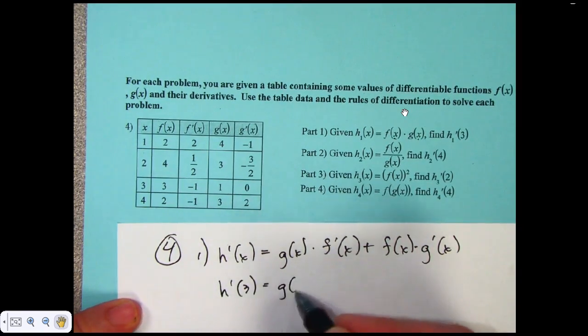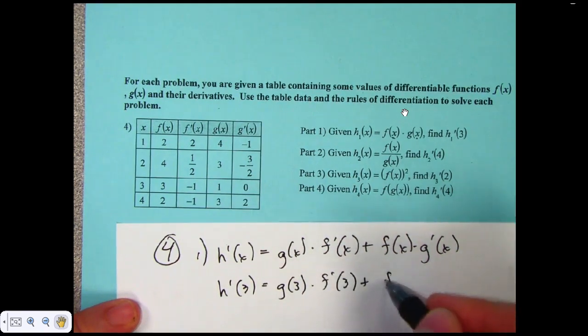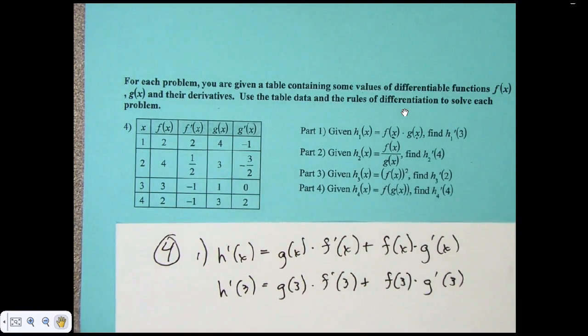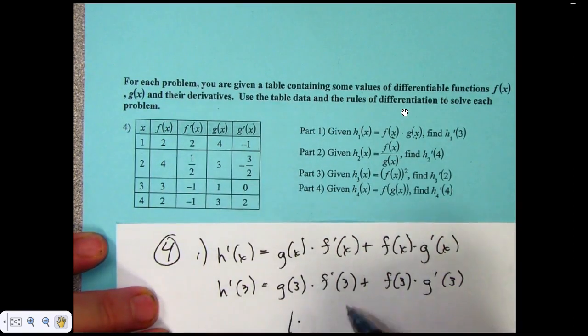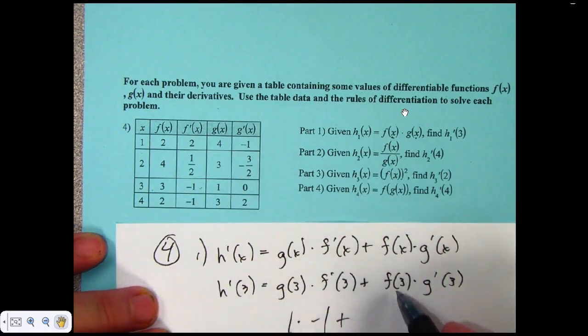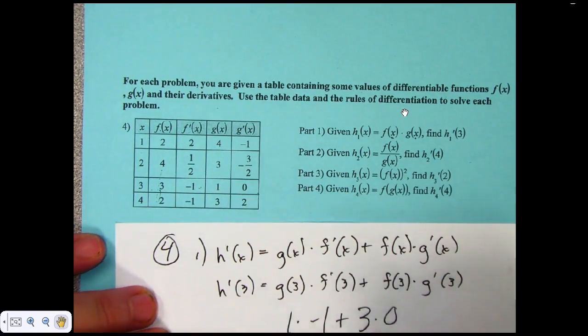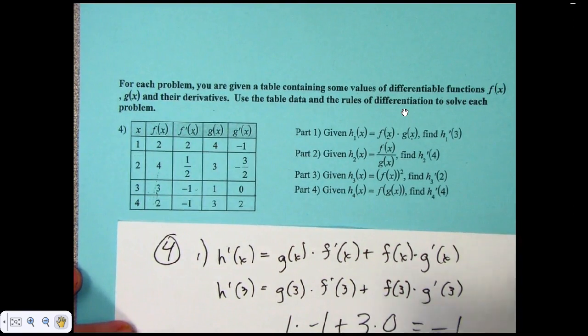So I want g of 3 times f prime of 3 plus f of 3 times g prime of 3, and then I'm just getting all those numbers from the chart. So g of 3 is 1, f prime of 3 is negative 1, f of 3 is 3, and g prime of 3 is 0. So then that gives me a negative 1 for an answer.